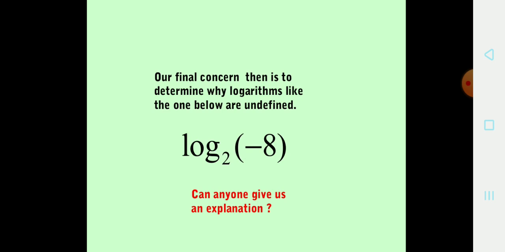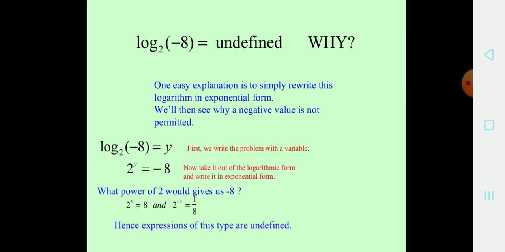Our final question is to determine the value of log base 2 of negative 8. So can everyone give us an explanation? Look at log base 2 of negative 8 equals y. One explanation is to simplify by writing this logarithm in exponent form. Well then, y is a negative value, which is not permitted. So log base 2 of negative 8 equals y.